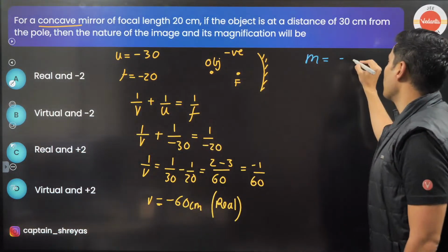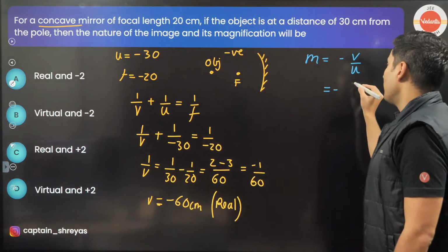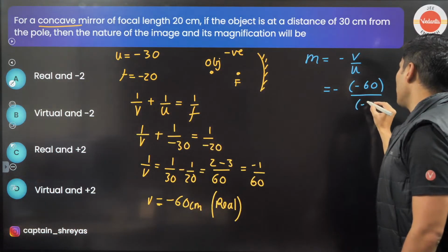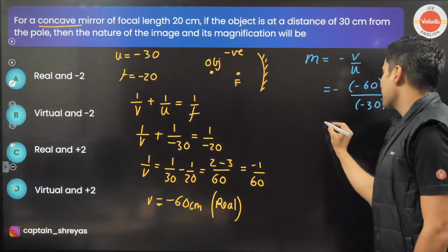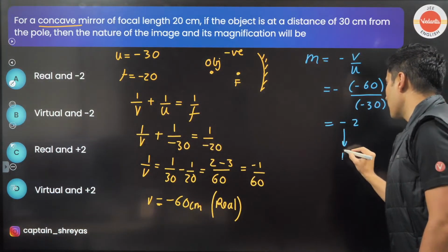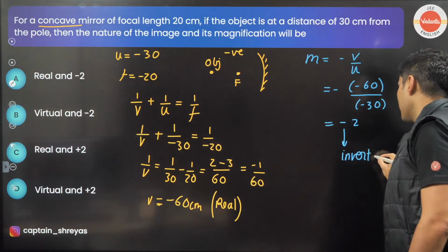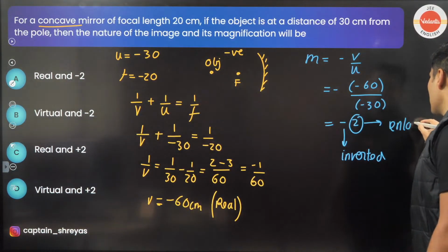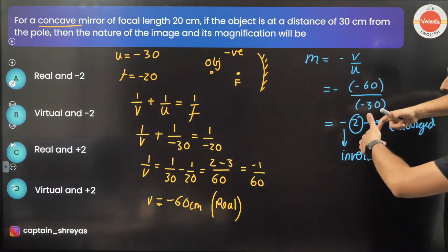Magnification is nothing but minus v by u. So it will be minus, image distance is minus 60, object distance is minus 30. So minus minus cancel, 60 by 30 is nothing but 2. So this negative sign implies that it is inverted, and this 2 signifies that it is enlarged. Definitely it is enlarged, but it is inverted.